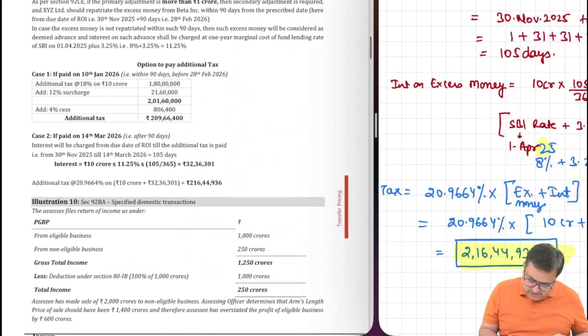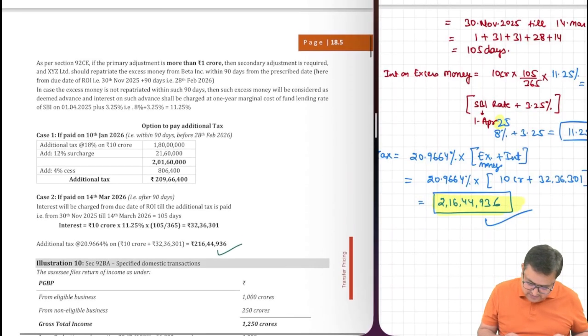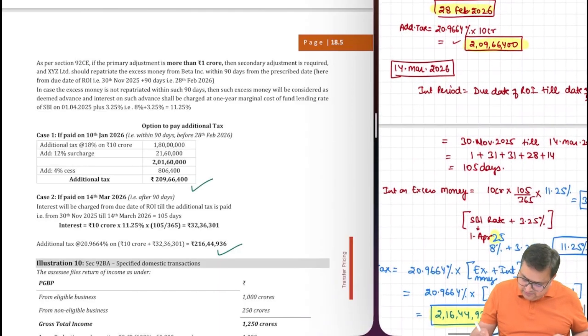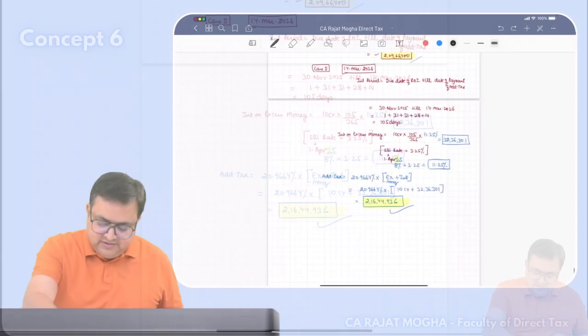Let me check it from here only. Yes, 216,44,936 correct. And without interest, this is 2096644. Correct. Both correct. Got it? I believe that you have done this.